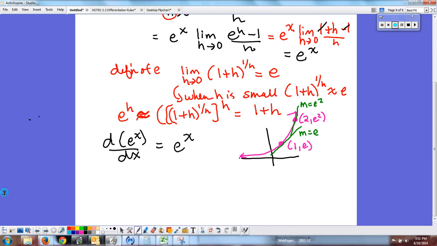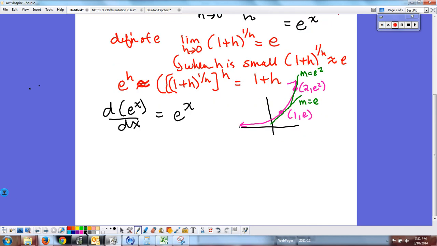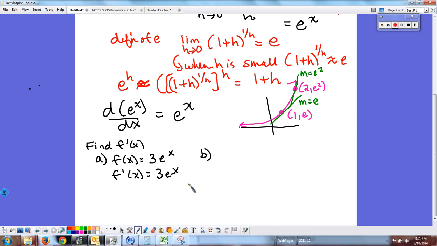Let's just do a couple of examples since I don't have this in that packet of notes for you. If I wanted to find the derivative of each of the following, find f prime of x. So if f of x equals 3e to the x, f prime of x equals 3e to the x. Hey, we're done. Nice and easy little problems. If you see something like f of x equals x squared plus e to the x, your derivative would be 2x, that's power rule, plus e to the x.